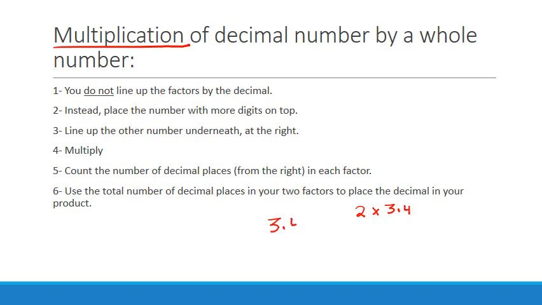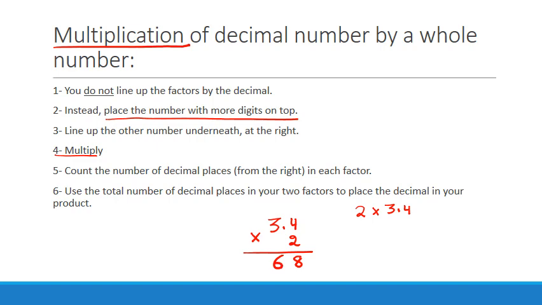First, I'm going to place the number with the most digits above. So place the number with more digits on top. Then line up the other number underneath at the right, whatever you want. For example, 2. Now let us multiply. 2 times 4 is 8. I just ignore the point. Till now, I pretend that there are no points and I'm just doing a multiplication of whole numbers. 2 times 3 is 6.